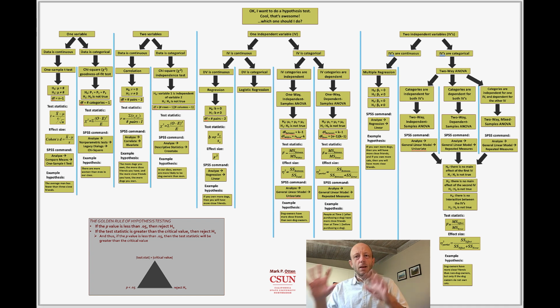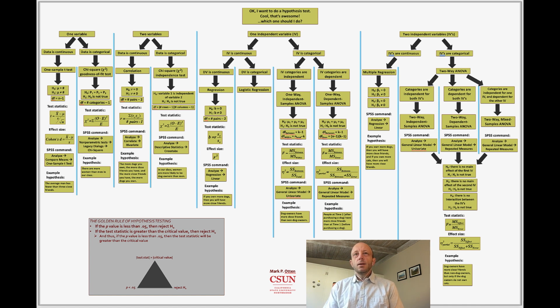So again, that initial decision, is there an independent variable or cause or not? That should drive your decision making first. Okay, so let's look now a little further down in the chart. We can talk about continuous and categorical variables next.